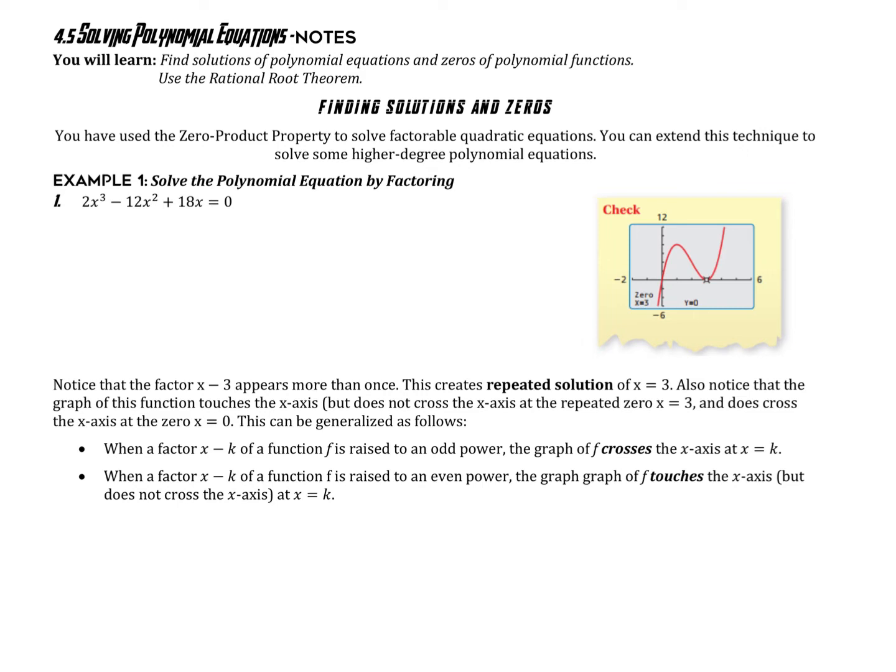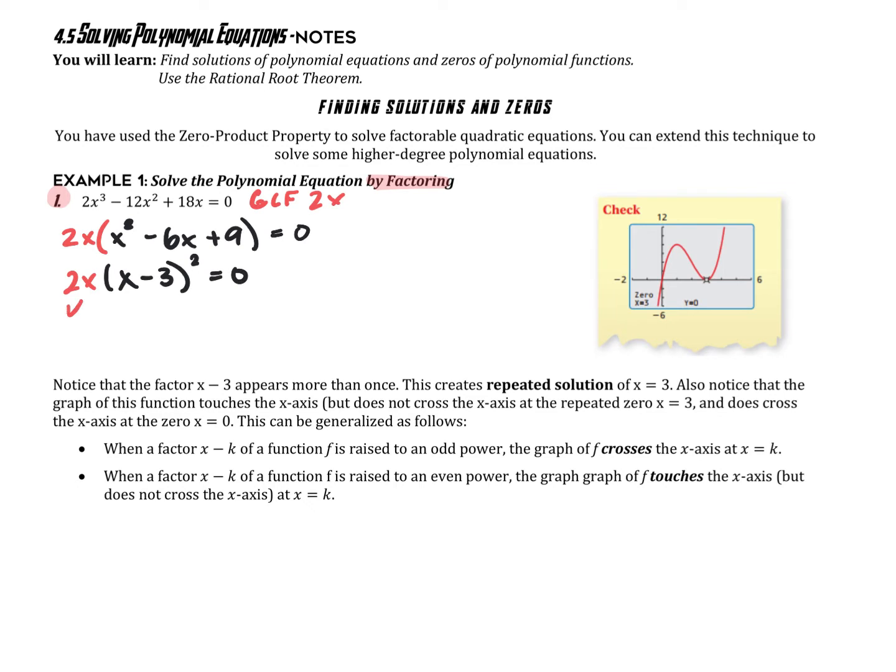So we're going to start by solving using factoring. Go ahead and pause the video and factor this polynomial on number 1, starting with the GCF, and then factoring completely, and then unpause the video and see how you did. If you factor completely, you're going to get 2x as your GCF, and then x squared minus 6x plus 9, which factors to be (x minus 3) squared.